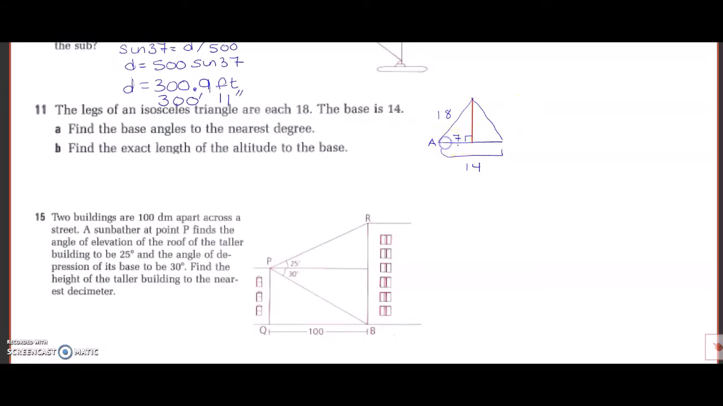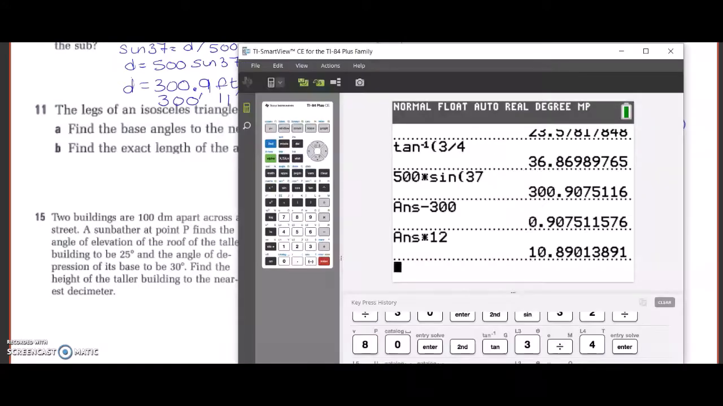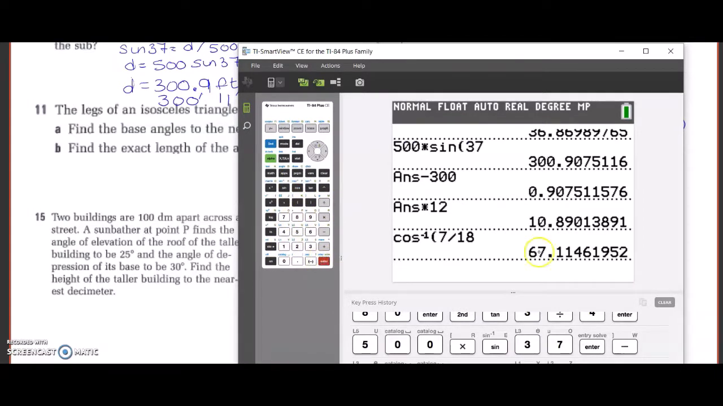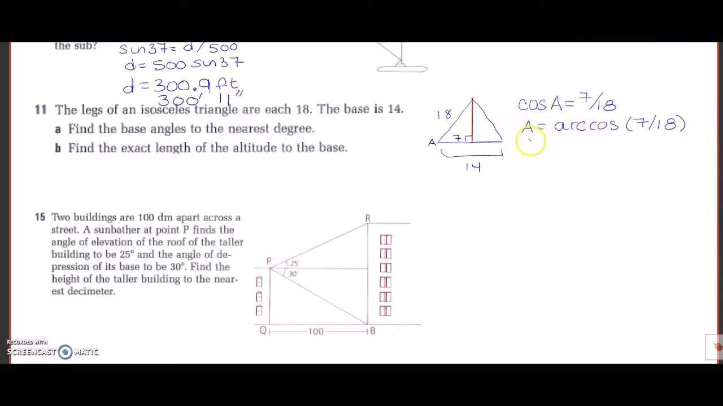So here I have the adjacent and the hypotenuse. So the cosine of angle A is 7 over 18, and I'm looking for the angle. So that means I need to use the arc function. The arc cosine of 7 over 18, that is the calculator ready form. It's second cosine, 7 divided by 18, is about 67 degrees, to the nearest degree.